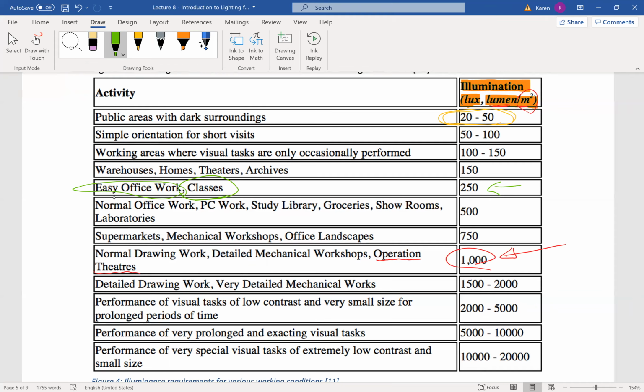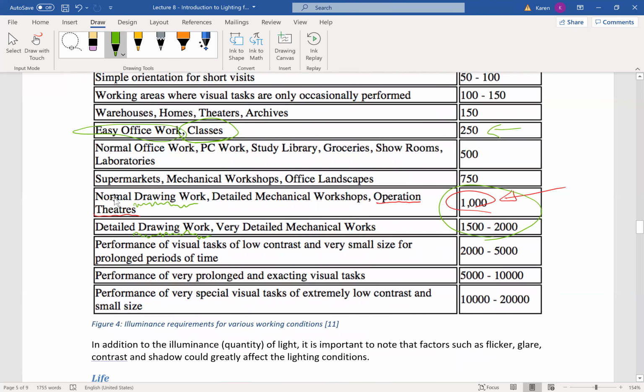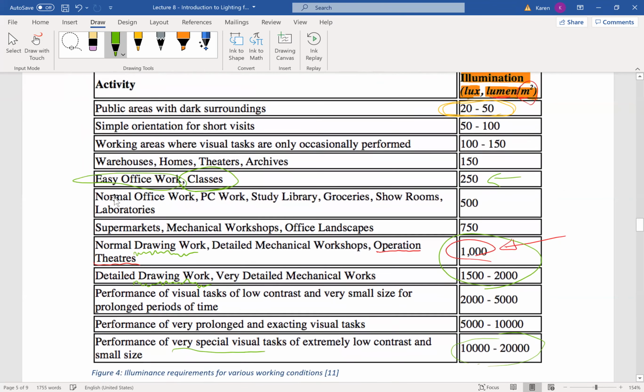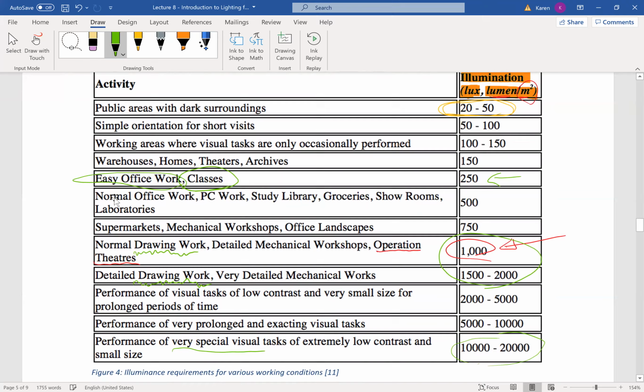If you do a little bit more detailed work, so for example, drawing, or I would say detailed drawing work these days would be your math that you're sitting at doing at your desk, you get as much or more than an operation room. I can't think of any examples where you're doing very special visual tasks that should be this much greater than an operation theater, but maybe you can think of that. So I hope you find that that's really interesting. The illumination measured in lux is lumens per meter squared, the amount of brightness hitting the task.